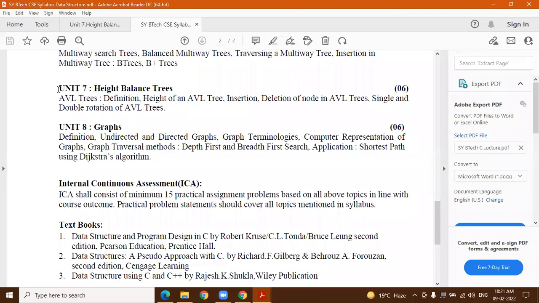Now the next unit we will start. So unit number 7, height balance trees. The next unit is the height balance tree. Now here, in the height balance trees, we will discuss the AVL trees. In that we'll discuss the definition.